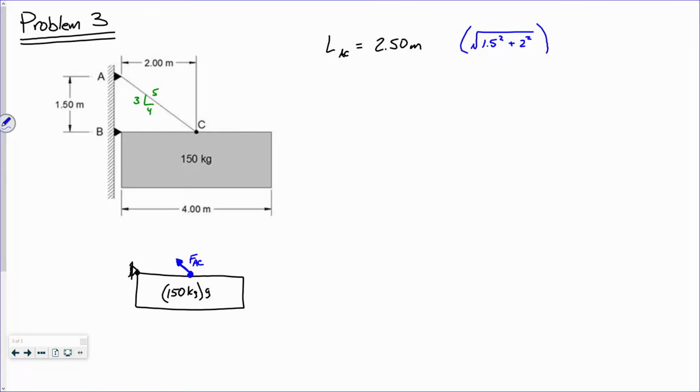And what I'm going to do is split that into its x and y components. So this is AC y. Oh, got ahead of myself there. This is force AC X.